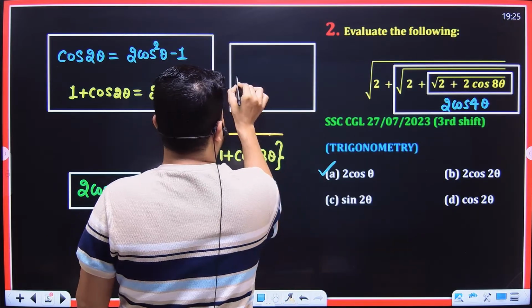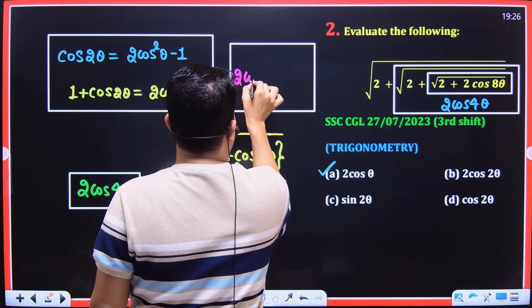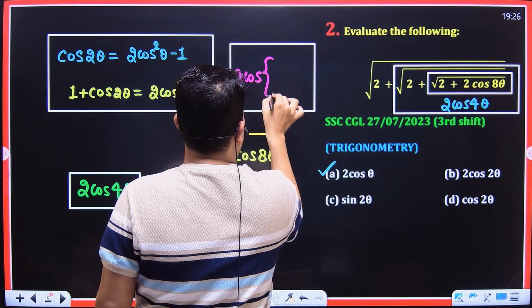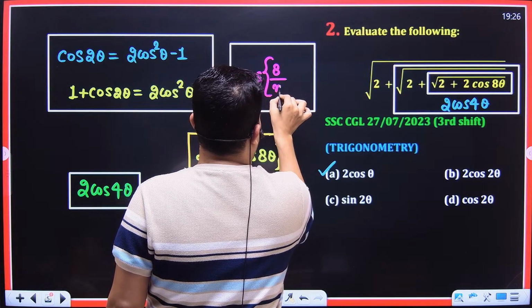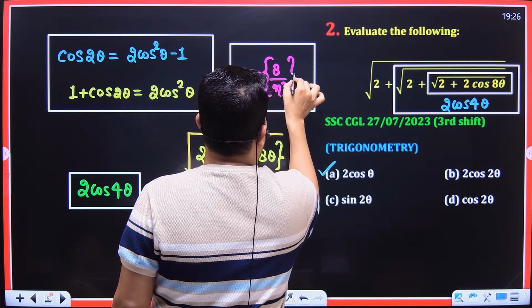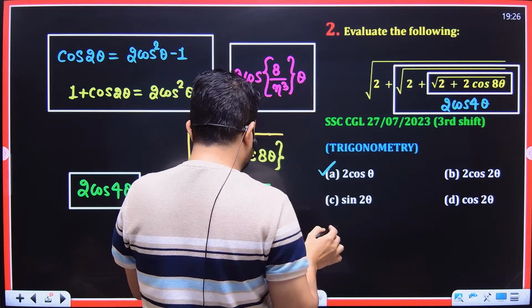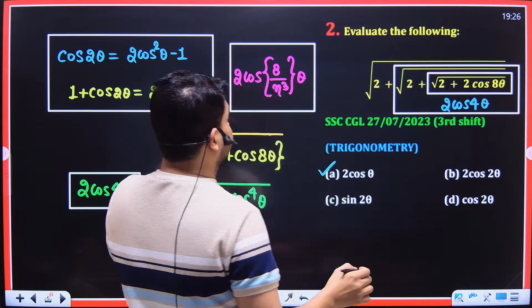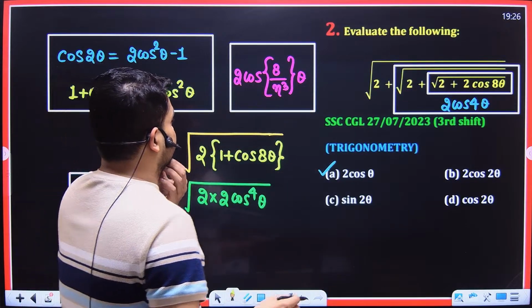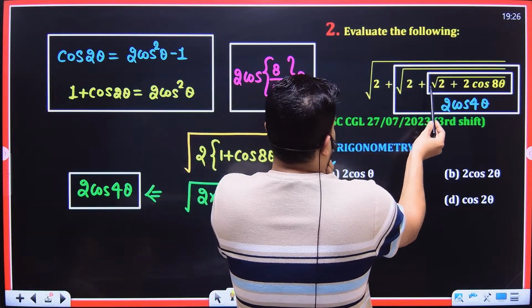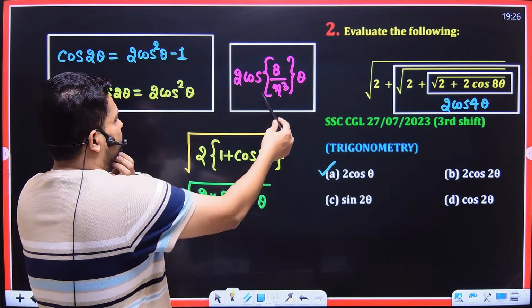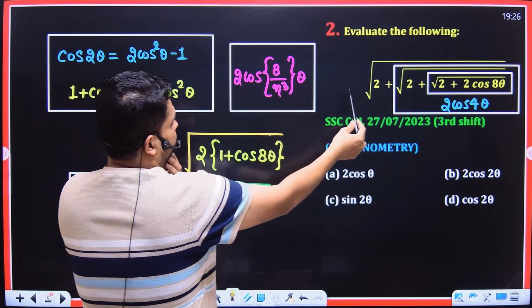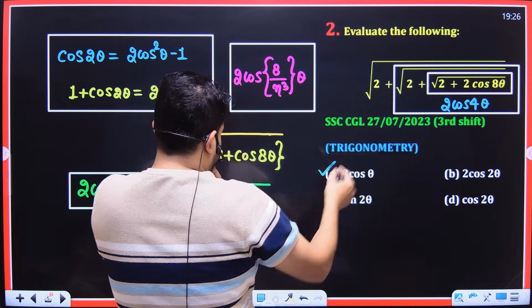Twice of cos 8 upon n cube theta. And what is n? N is number of square roots. 1, 2, 3. Here we have 3 square roots. Value of n is 3. If we have 2, value of n is 2. So we have 1, 2, 3.